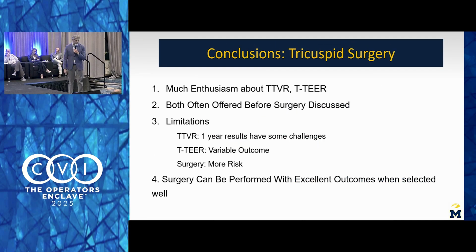So in conclusion, I think there's a lot of enthusiasm about transcatheter approaches, and it's certainly our first line in most patients, especially if they're older. But there are limitations, and we heard about them today with TTVR. I think the 1-year results have been okay. We eliminate TR, but we're still thinking about that RV. And of course, anticoagulation. TTVR has been variable in terms of outcomes.